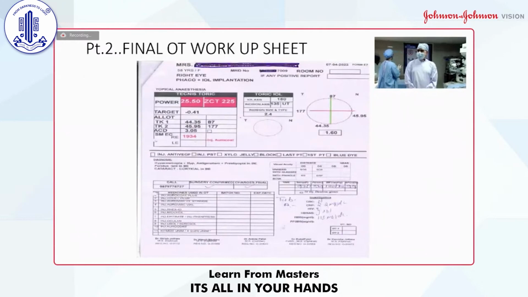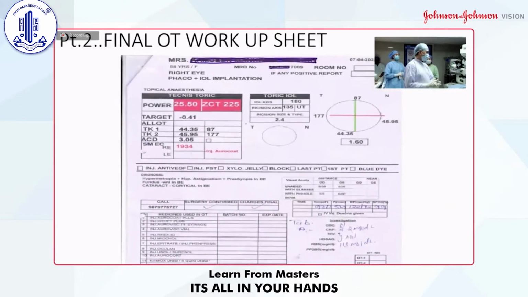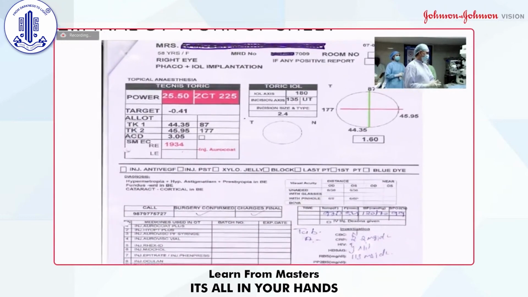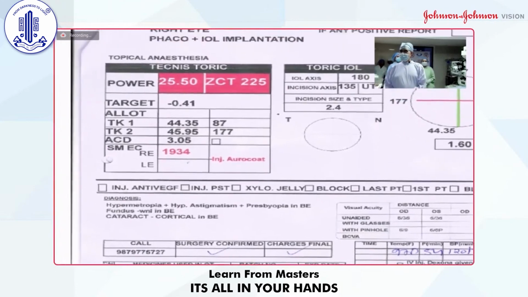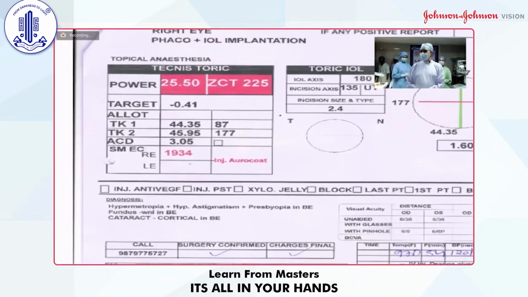Here you can notice that the, can you magnify this? Right click, magnify, zoom. Yes. You can see now in a right eye, 1934 is the endothelial count.